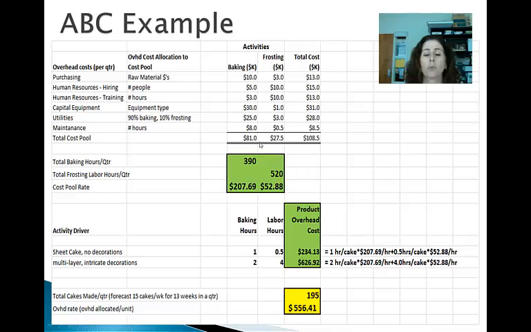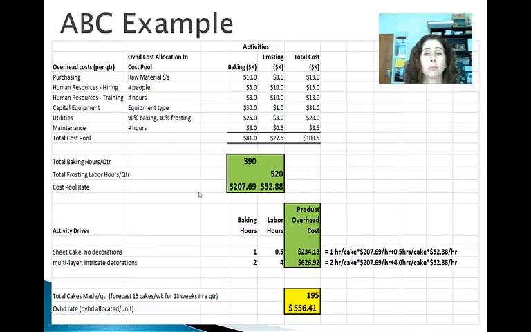Then we develop the cost pool rate. It's just the $81,000 for the pool divided by 390 machine hours, which tells us that we're going to charge $207.69 per baking hour to the product. And for frosting, we have $27,500 of overhead, of indirect resources used to support frosting, divided by 520 hours of frosting, which gives a cost pool rate of $52.88. So for every hour we spend frosting a cake, it will get $52.88 worth of overhead.